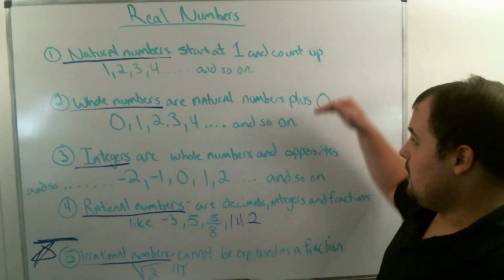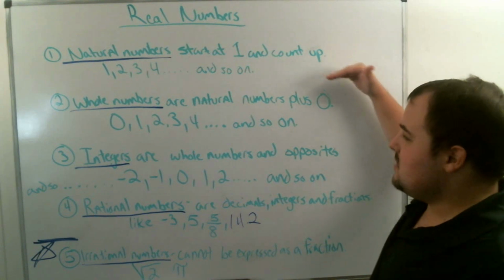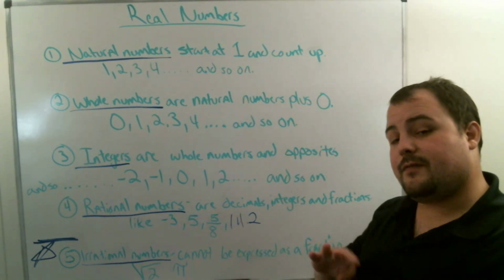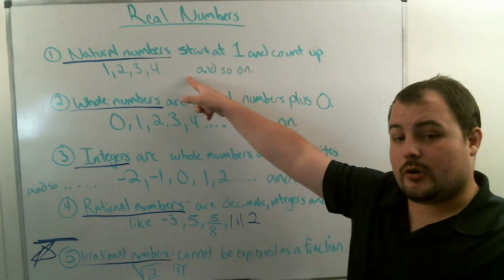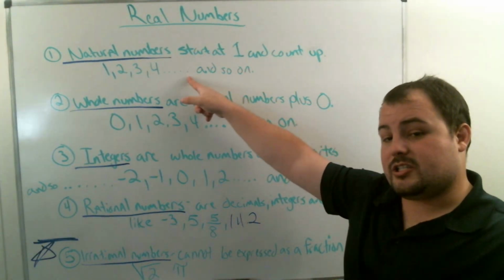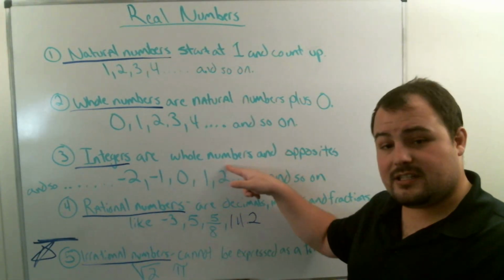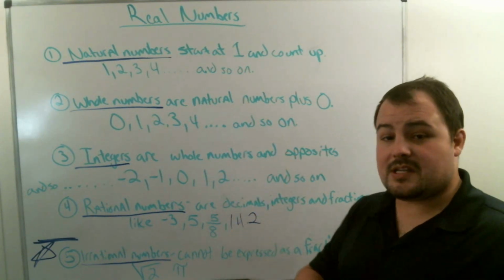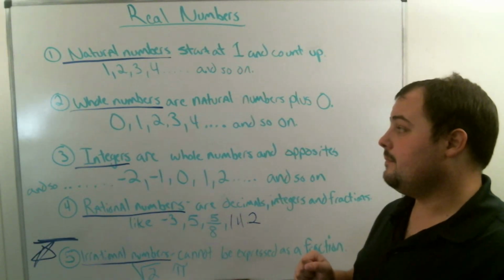So here's how it works. If you can classify a number as natural, then that means it's also whole, it's an integer, and it's a rational number, because it falls into all 4 categories. A natural number is a counting number. It's also a whole number because it's exactly the same, and it's an integer. And it's a rational number because I can make any counting number a fraction by putting it over 1.